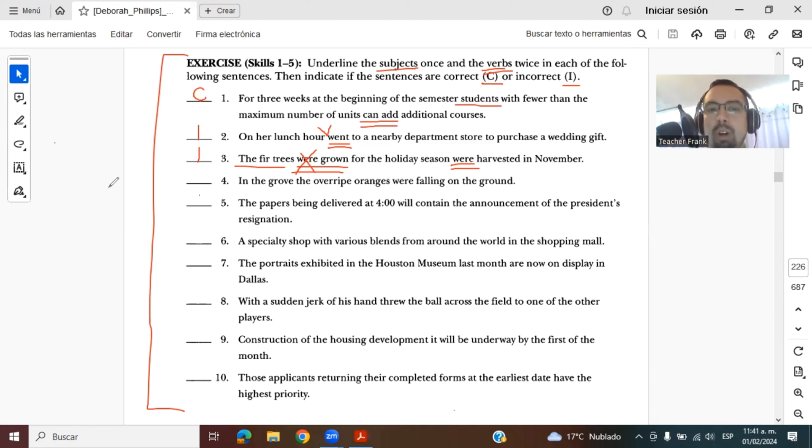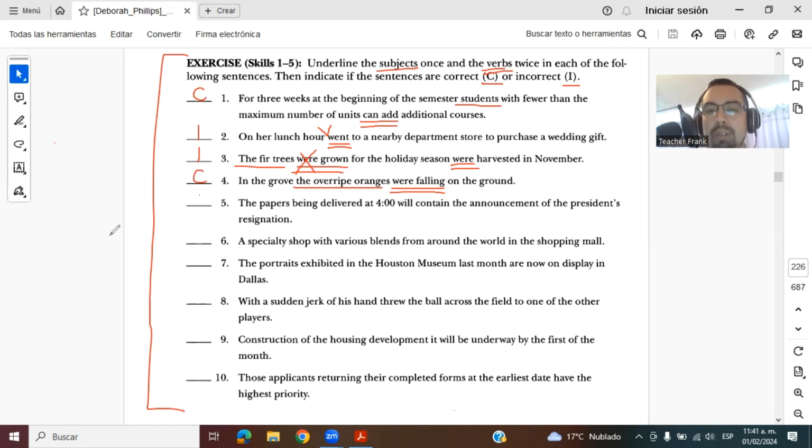Number 4, in the grove, the overripe oranges were falling on the ground. So we have were falling and who or what were falling on the ground, the overripe oranges, right? In the grove, that's an objective preposition because it starts with the preposition in. And I think this one's no problem. It's correct. All right, now let's check number 5.